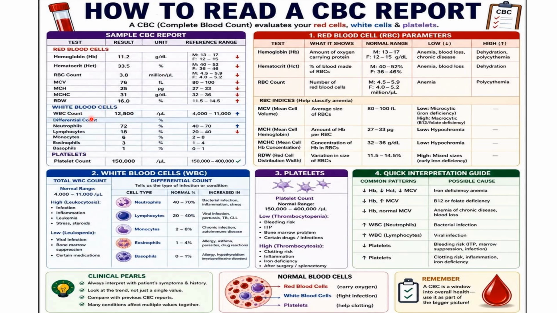Next comes the white blood cells. So WBC count, it is 12,500. Here you can see the normal value, which is 4,000 to 11,000. So this 12,500 is high. Okay, so the WBC count is high, which may be due to any kind of infection.